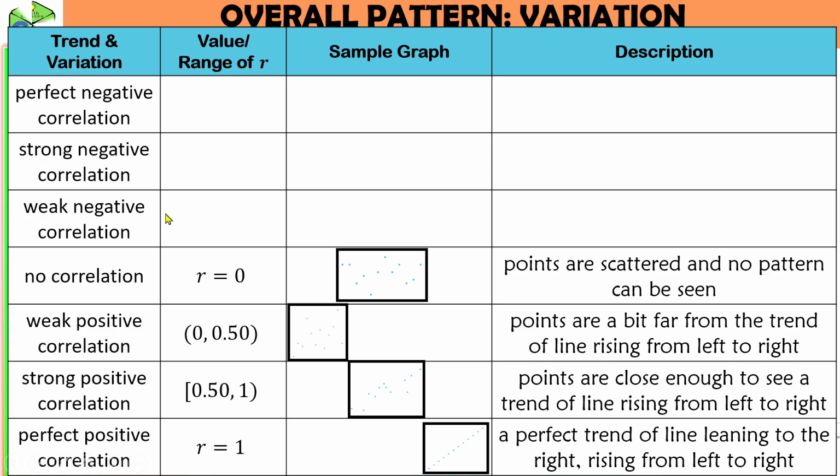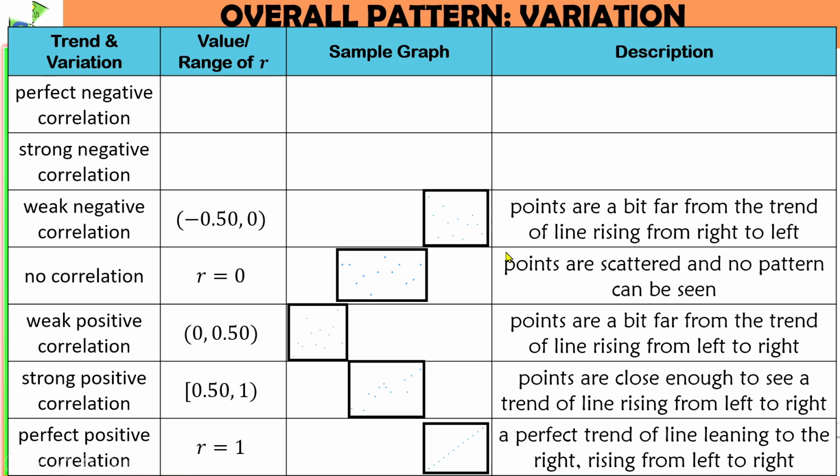Let me continue here. For weak negative, this would be from negative 0.5 to 0. Exclusive, meaning on the number line from 0 to negative 0.5, but negative 0.5 and 0 are not included, that is weak negative correlation. Here is an example graph. So just like in here, points are a bit far from the trend of line, this time rising from the right, going to the left. You can see these points, they are quite far from the trend of line.